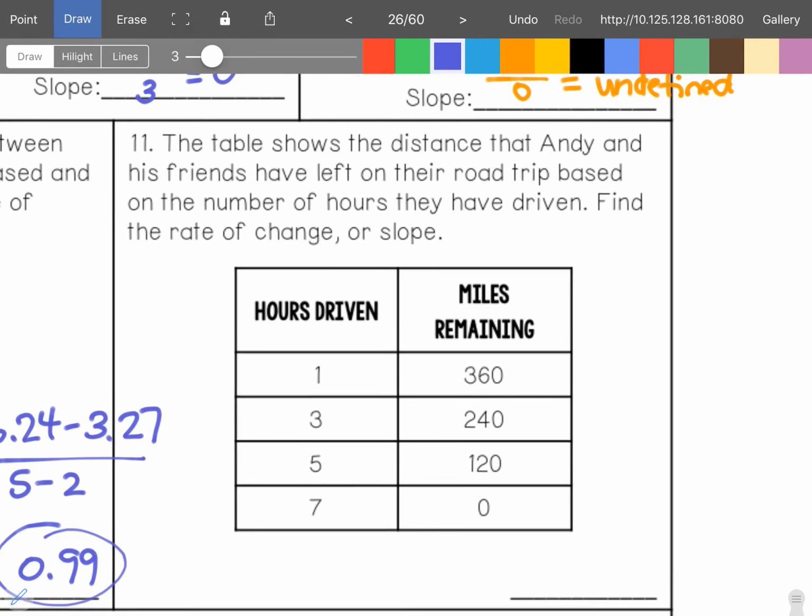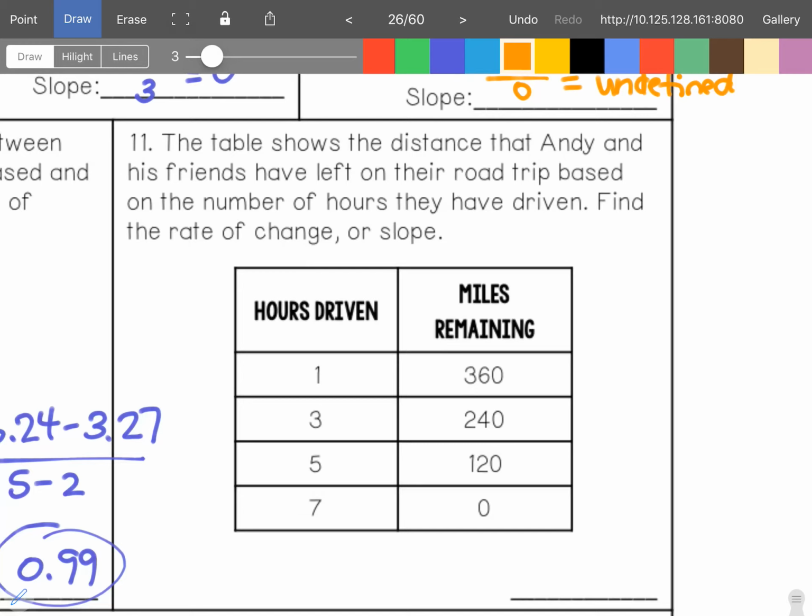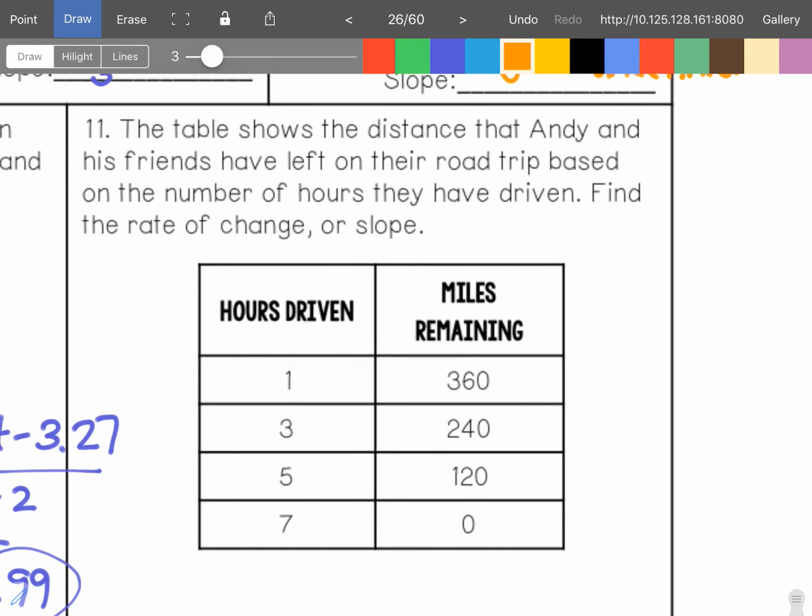Okay, number 11. The table shows the distance that Andy and his friends have left on their road trip based on the number of hours that they have driven. Find the rate of change or the slope. So this represents the x, the hours that they've driven. So after driving 1 hour, they still have 360 miles remaining. That's the y value. And then after driving 3 hours, they have 240 miles remaining, and so forth.